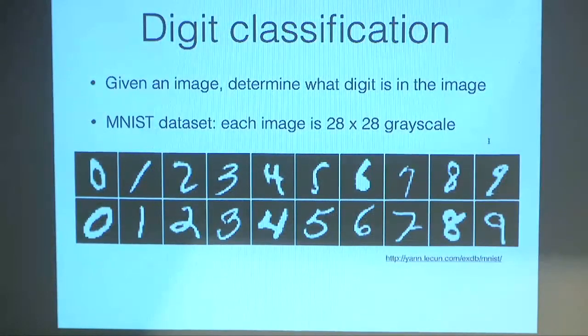And the standard benchmark for this problem is what is called the MNIST dataset. It's a collection of about 70,000 images collected from the US Census Bureau and from some other sources. Every image has size 28 by 28 grayscale, so every pixel value is somewhere between 0 and 1. And here are some examples from this data set.